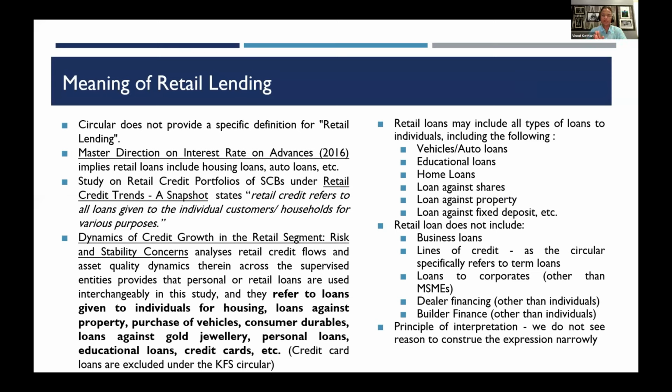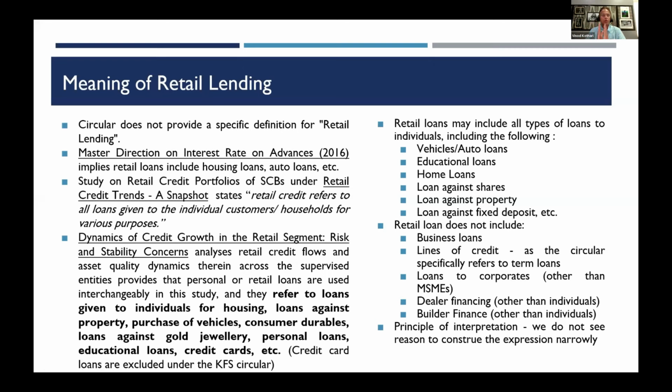For example, what happens in credit cards is understandably not covered. Loans to corporates other than MSMEs are not covered. Dealer financing is not covered. Builder finance is not covered either, because that's also for a business purpose, unless it happens to be an individual borrower. In our view, we would not recommend using a literal or narrow interpretation of the word retail loan to wriggle out types of activities from the KFS circular.